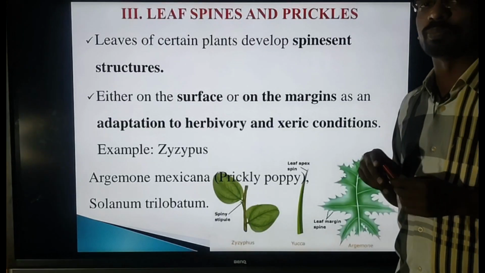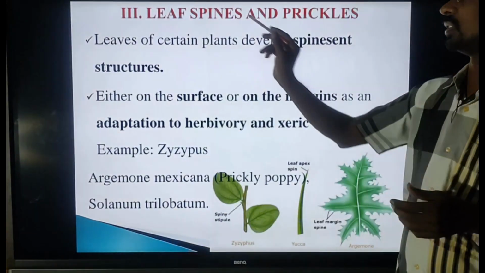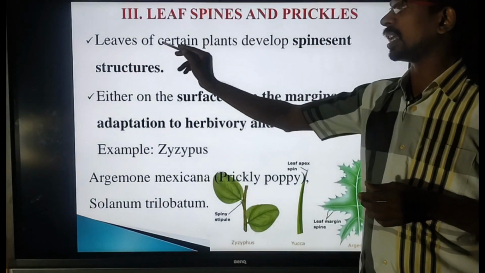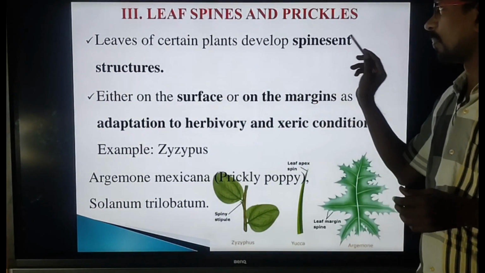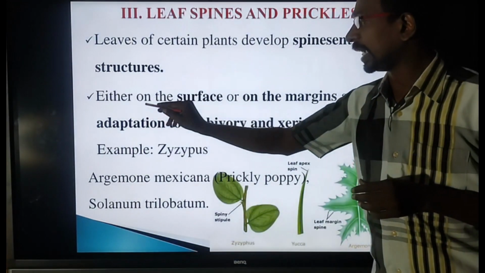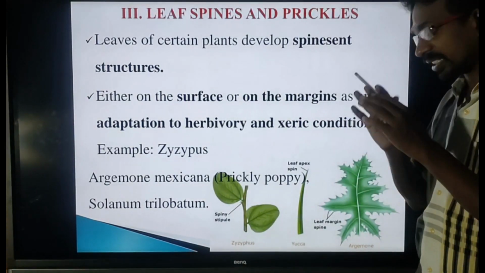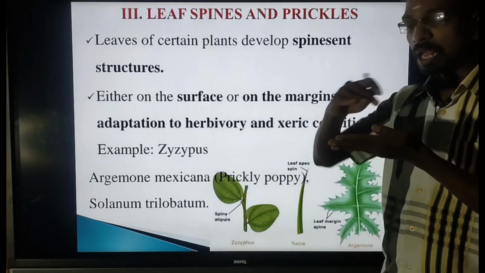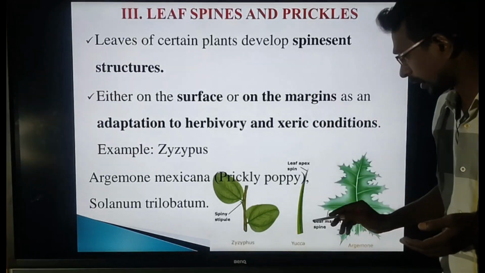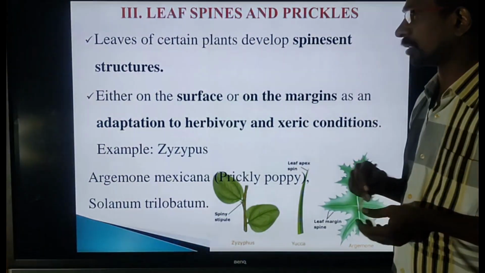Another leaf modification: leaf spines and prickles. First we see the leaf spine. The leaves of certain plants develop spine-shaped structures, either on the surface or on the margin. It may be on the entire surface, or only on the margin. Here it's only on the margin.